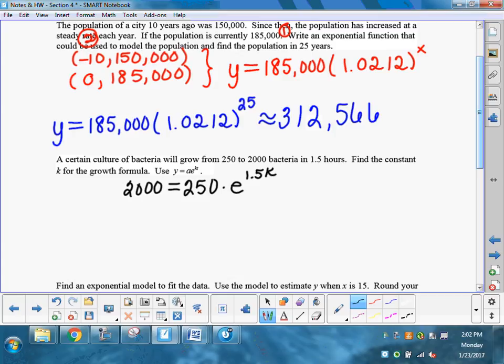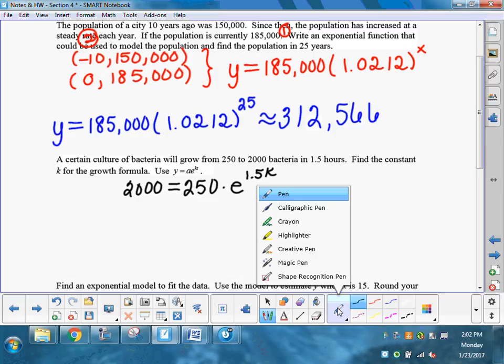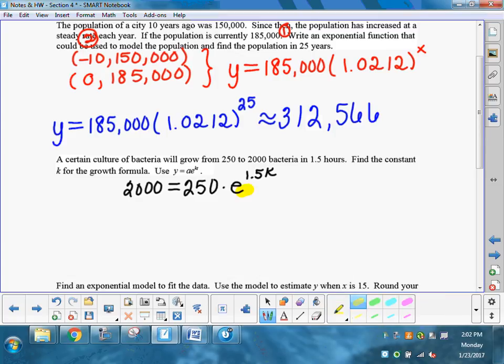I've been asking since we started, when you do a question like this, isolate the exponential and circle what is being raised to the power. You can't multiply 250 times e. The e has a power, the 250 doesn't. What are you going to do to solve for k? Stephen? Divide by 250. Divide both sides by 250, and what are you going to get? 8 equals e to the 1.5k power.